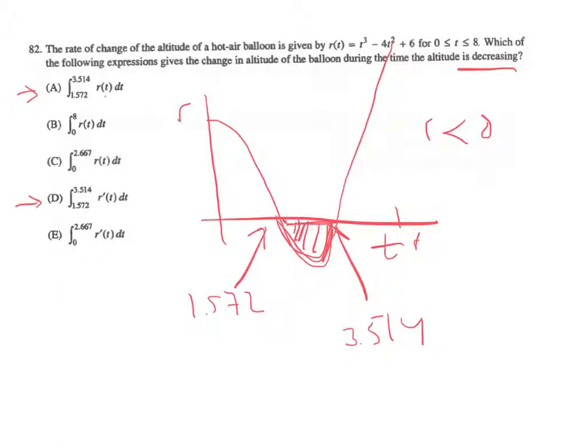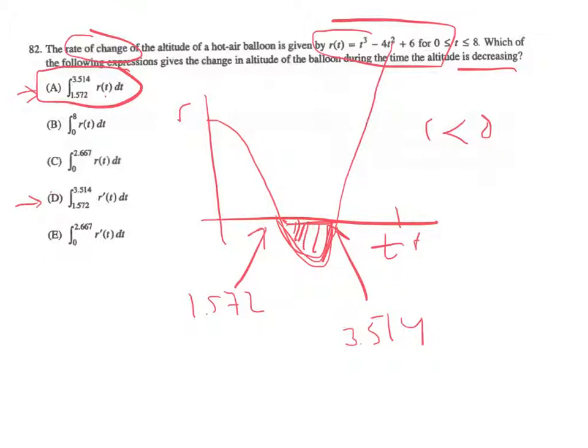Do I want to integrate r or r prime? Well, r is the rate. So this is already in, I don't know what the units are, I don't know if it's feet or meters, but anyway, that is the rate. You're given the rate of change, so you have to integrate that rate of change to find the distance. So choice A for 82 is the one we want. If you chose D, then you chose poorly.